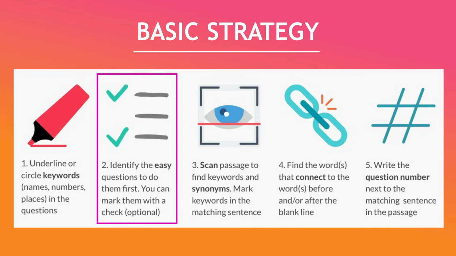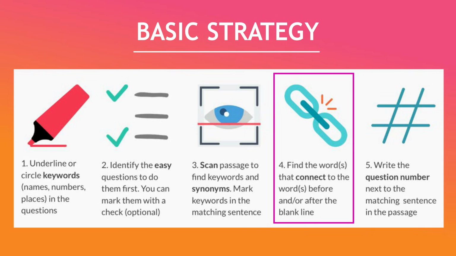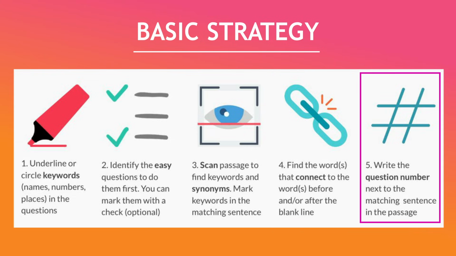How do we know that this question is easy? By finding the keywords. When there are very specific keywords, we know that answering this type of question is pretty easy, so we do them first. Then we scan the passage to find keywords and synonyms, all right? And we mark keywords in the matching sentence. The next step is to find the words that connect to the words before or after the blank line. And the last step is to write the question number next to the matching sentence in the passage. This is our basic strategy.